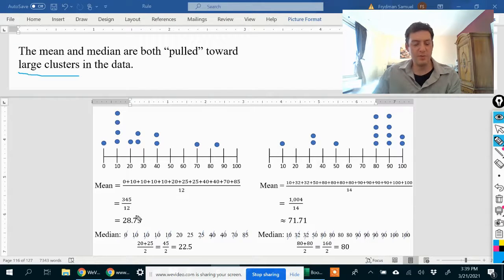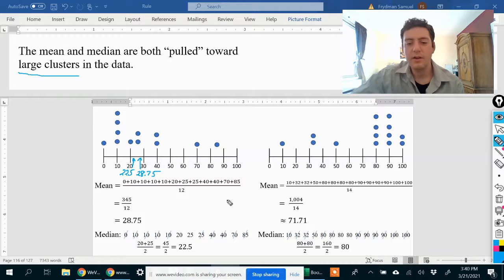So I calculated them over here for you, and you can see 28.75. Let's just go ahead and put that on the histogram here, or point to where it would be. So here's 20, here's 30. 28.75 would be right around here. Okay, that's the mean. 22.5 over here. All right, and for this one, the mean was approximately 71.71. So that would be right around here. And the median is 80, so that's right here. There's 80.